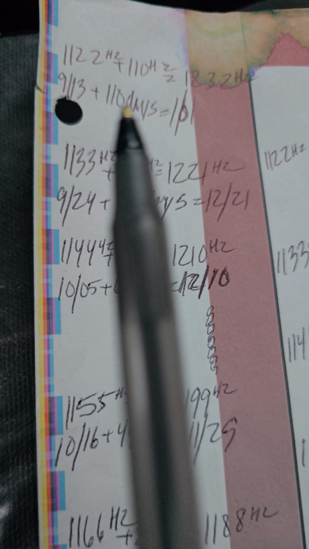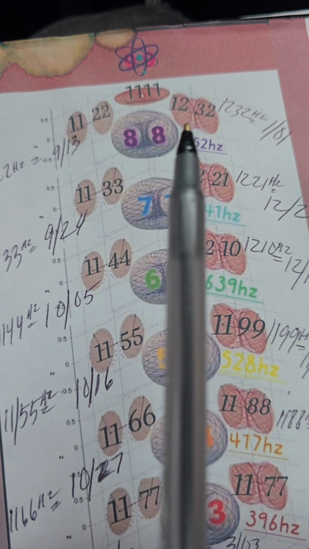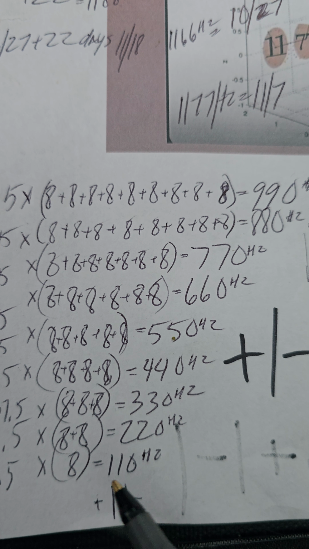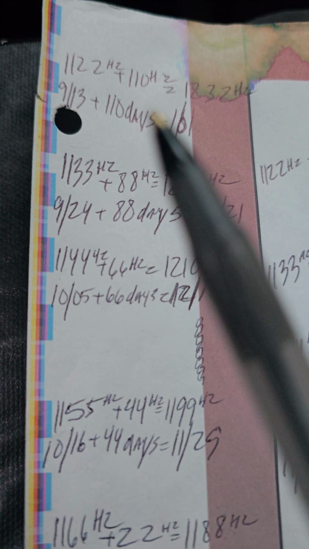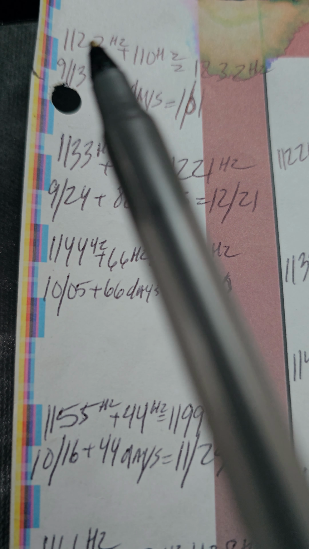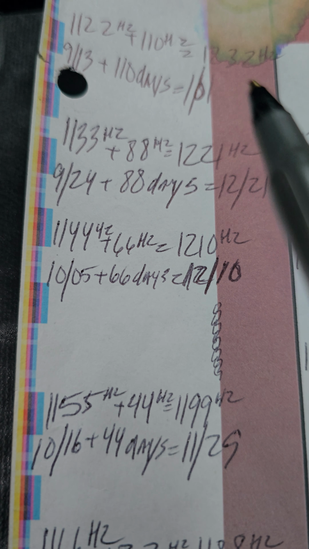Now, 1122 hertz plus 110 hertz equals 1232 hertz. So that's 110 hertz. We're talking about the root harmonic. That's what this thing's built off of, 110 hertz off of increments of 11, the root harmonic of 440 hertz. So 1122 hertz plus 110 hertz equals 1232 hertz.